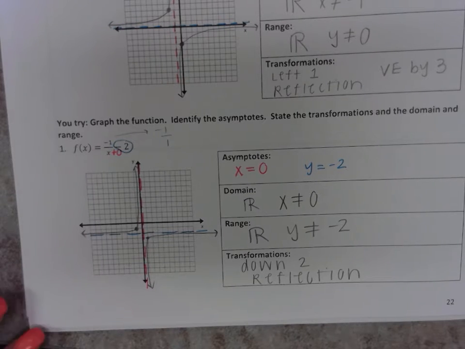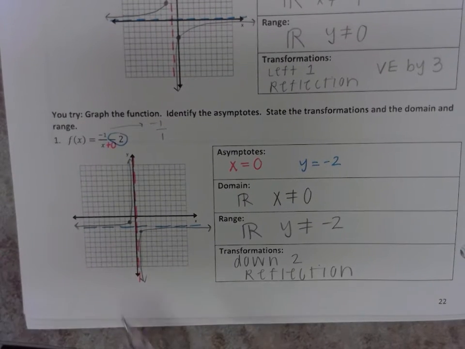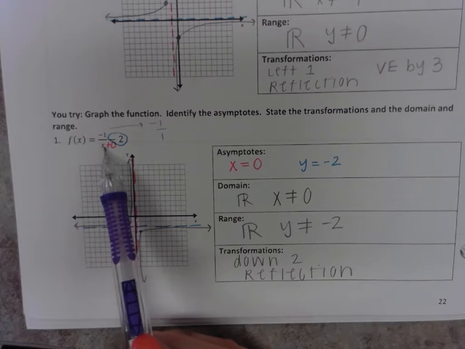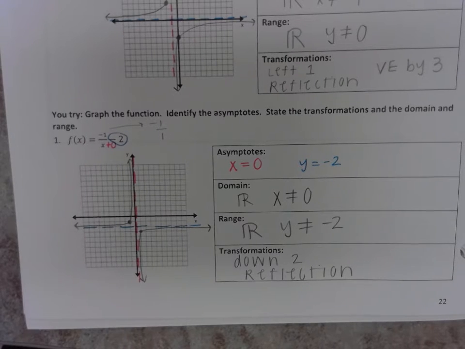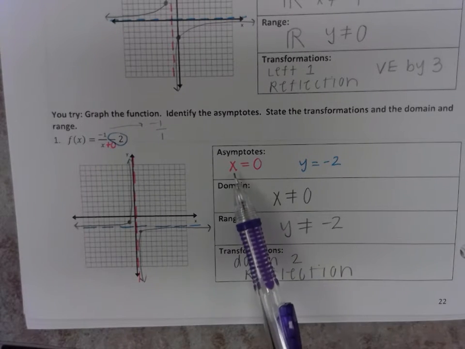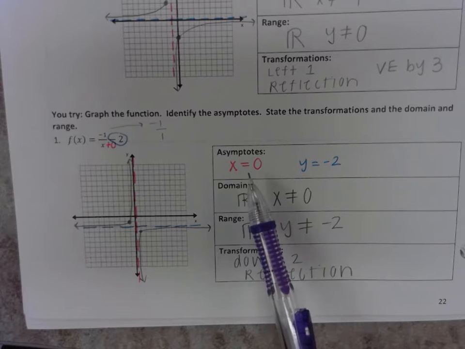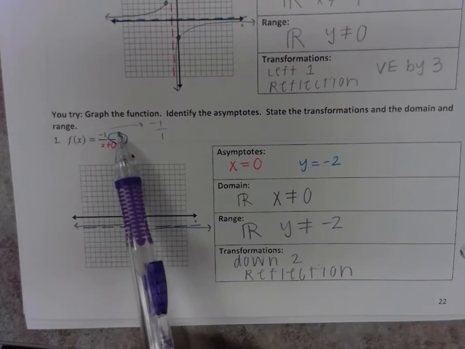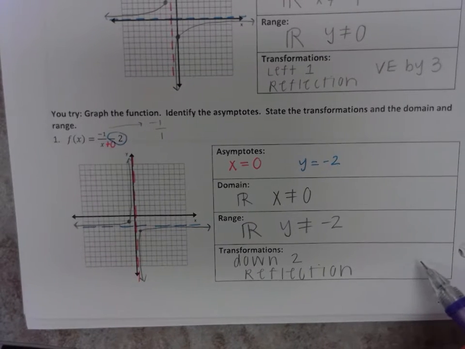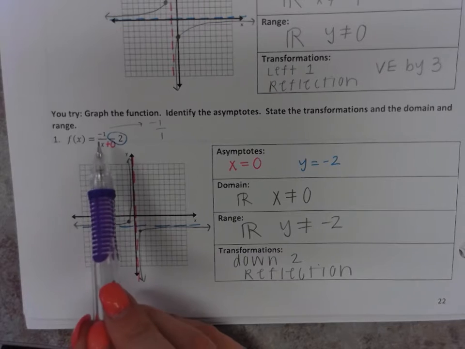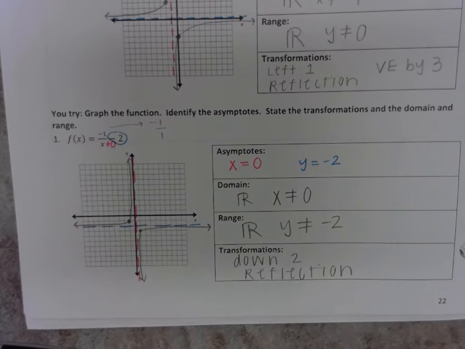Alright, here is the answer to number 1. Be careful, in the denominator it was just an x, so you'll have to add in an x plus 0, similarly to that last example we saw, which then gives you your asymptote at x equals 0, and the y equals -2 is coming from that -2 on the end. Notice that I did not put a vertical expansion by 1. If the number in the numerator is a 1, you do not need to specify that there was a vertical expansion.